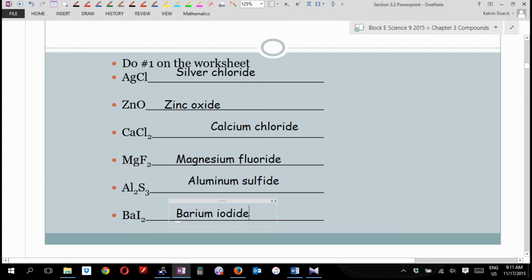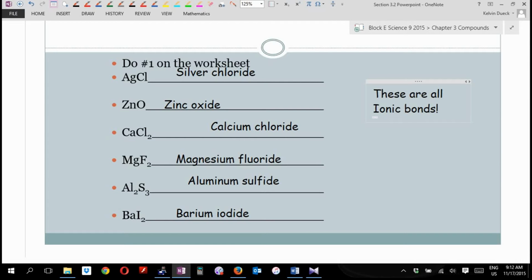Now, what do you notice about all of these examples that I gave you? What do they have in common? What's the first element? These are all... maybe you might want to make a little note in the margin. The rules for covalent are totally different.